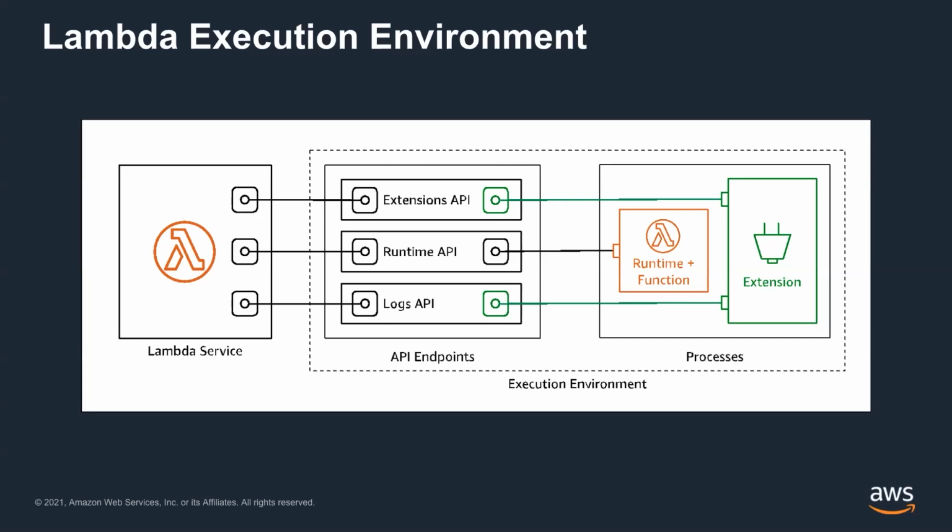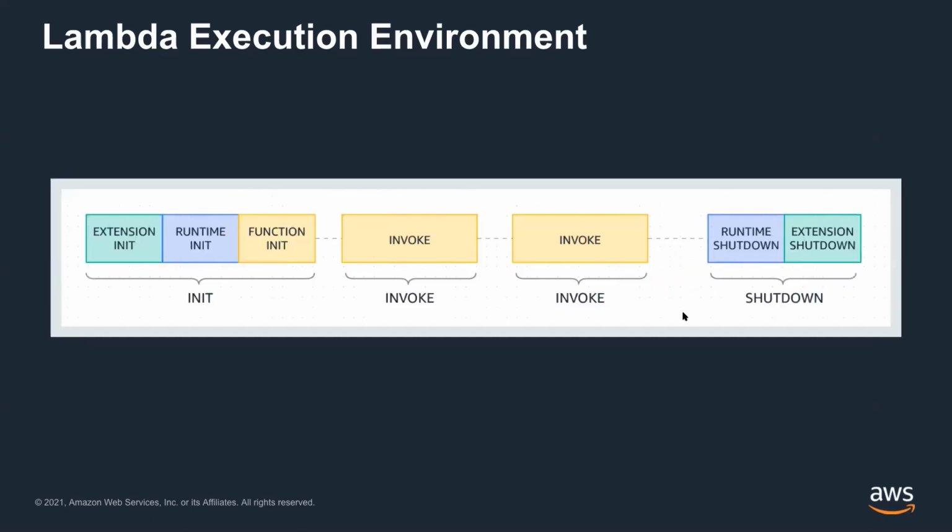This execution environment gives you some flexibility to augment the behavior of your functions. Those are the extensions API, runtime API, and logs API. Most of the time, people live in this runtime plus function code, but you can always tap into these APIs to augment the behavior of your functions. One function which is executing at one time will have this whole setup on the right. If you have two functions, again, you have two of these. Can you go to the next slide, Adil?